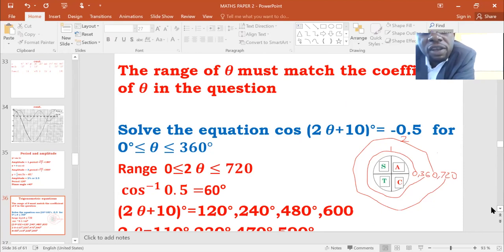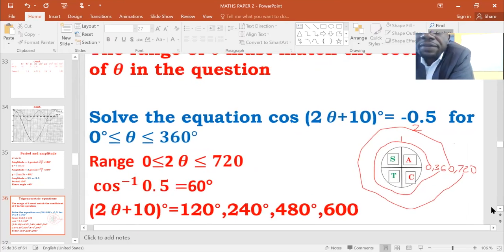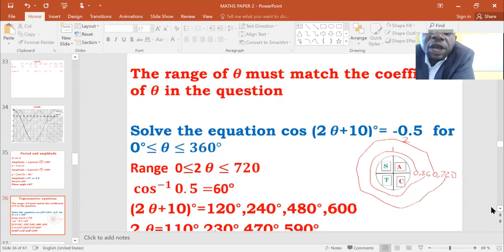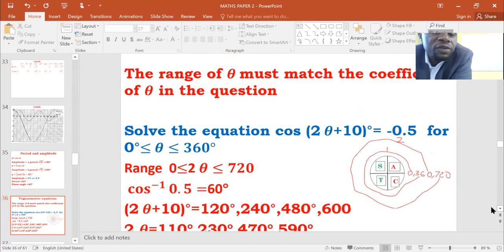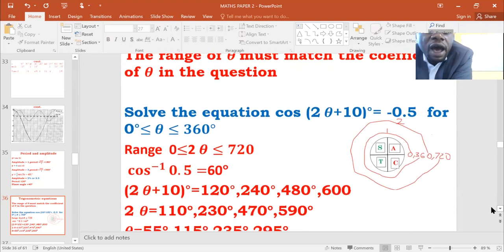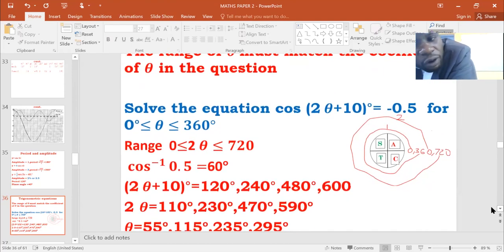So the new range now becomes 0 is less than or equal to 2 theta, which is less than or equal to 720 degrees. That means that I'll go through a unit circle twice. Cycle 1 from 0 to 360, and cycle 2 from 360 to 720. Because the coefficient of theta in the equation is 2, and the question has got the range for theta only. And then there's always a confusion whether to find the cos inverse of negative 0.5 or 0.5. The negative there, we always advise that it only gives you a sign to know exactly which quadrant to find that angle. Cosine is negative in 2 quadrants.